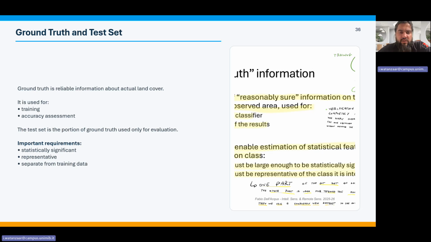An important requirement is that it should be statistically significant. We are looking for it to be representative of the whole classes, and separate from the training data. That's a really important point. It should not be the same data which we have trained on, and then evaluate them again based on the training data.